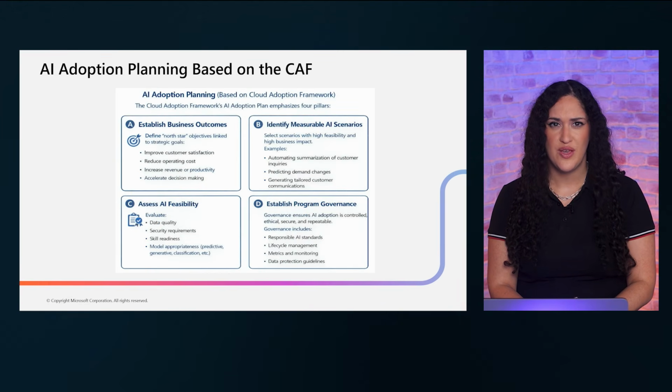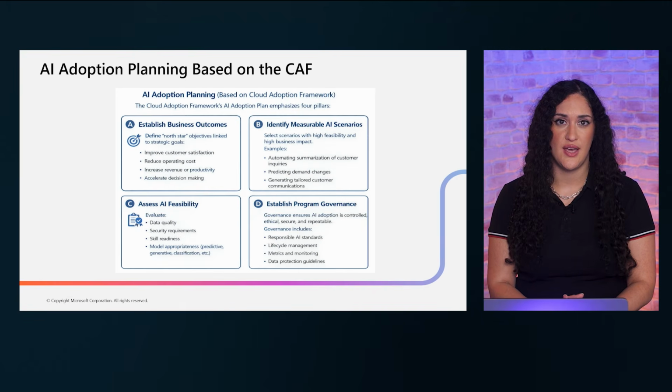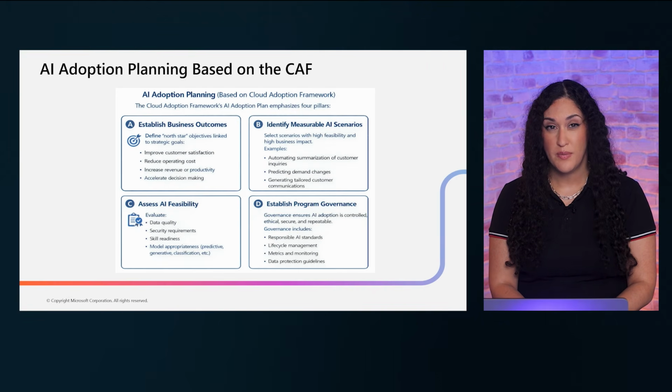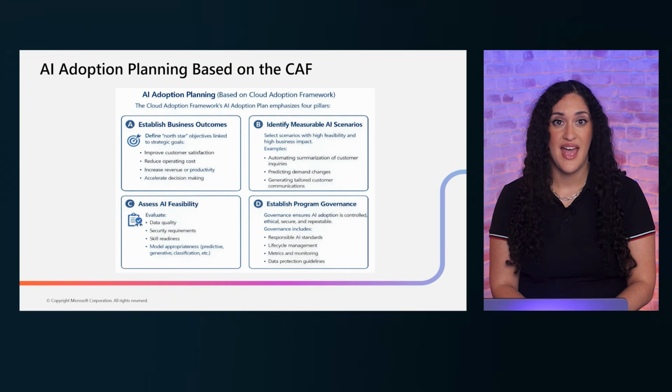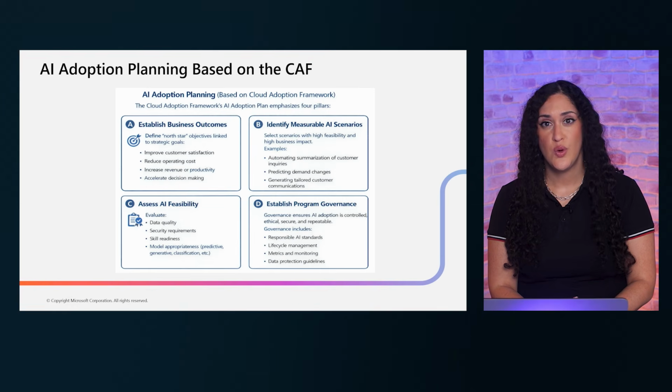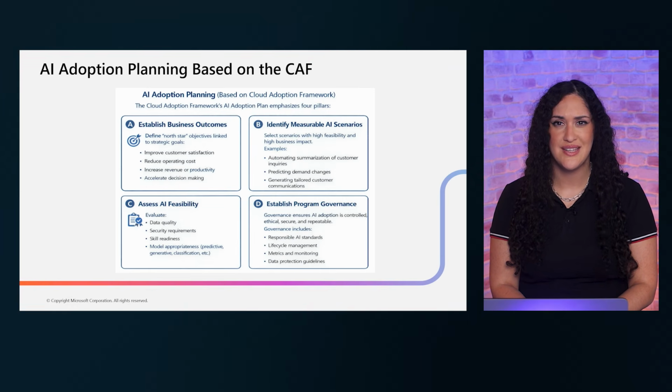The Cloud Adoption Framework provides a structured approach to AI adoption planning. Start by defining the outcomes you want to achieve, then select the scenarios with the highest business impact. Assess feasibility to ensure your chosen scenarios are realistic, given your current capabilities. And establish governance frameworks to maintain quality, security, and compliance as you scale.